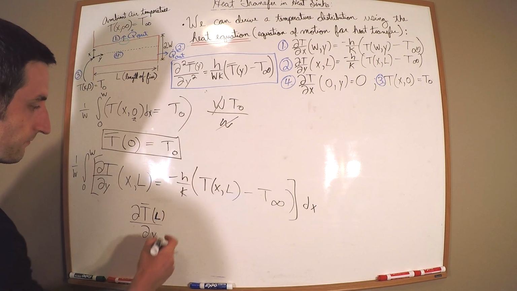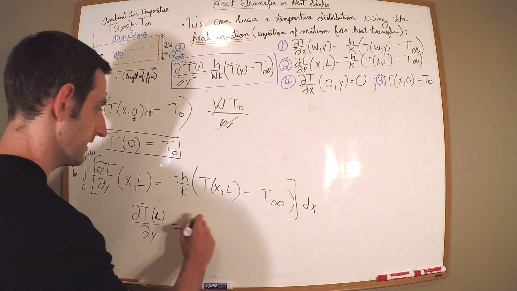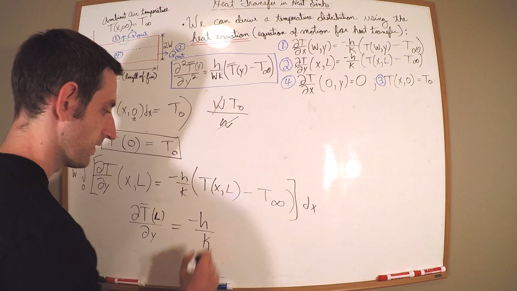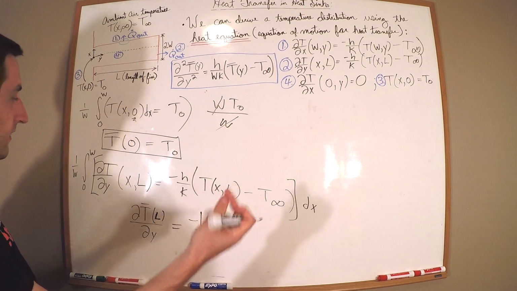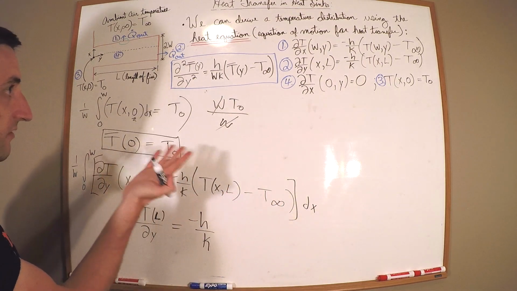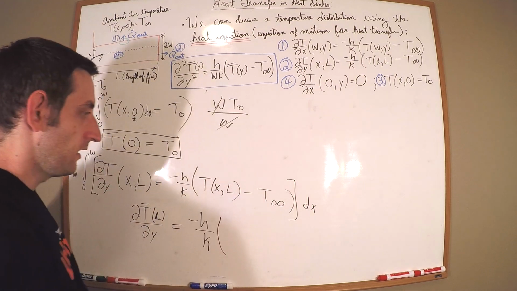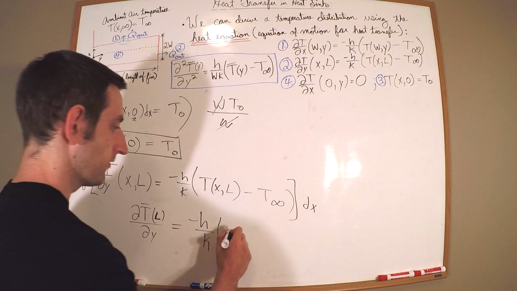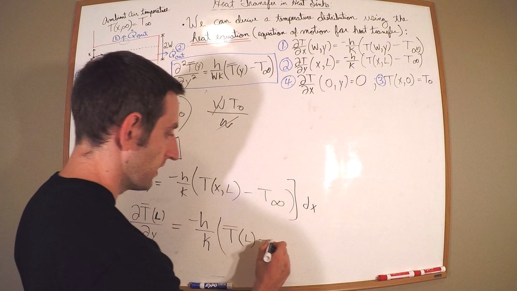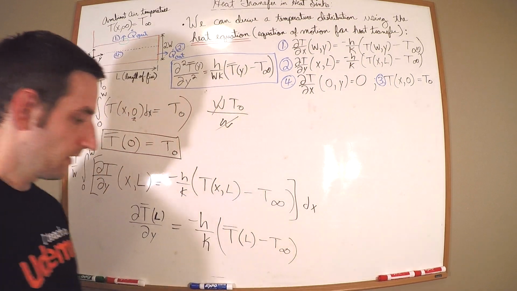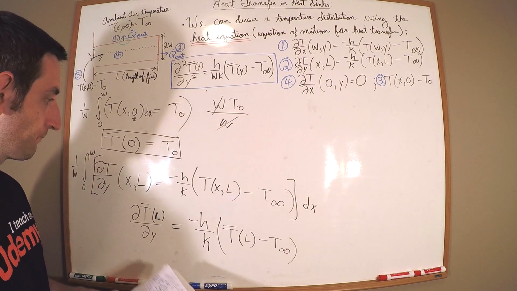So we get the following. A crappy L, I'm sorry about that. And that is equal to negative h over k. Again, this guy literally gets transformed to the average. That's our definition. Same exact dealio. And same with the T infinity. So this becomes the average at L minus T infinity. And bam, that's what we get. Okay?